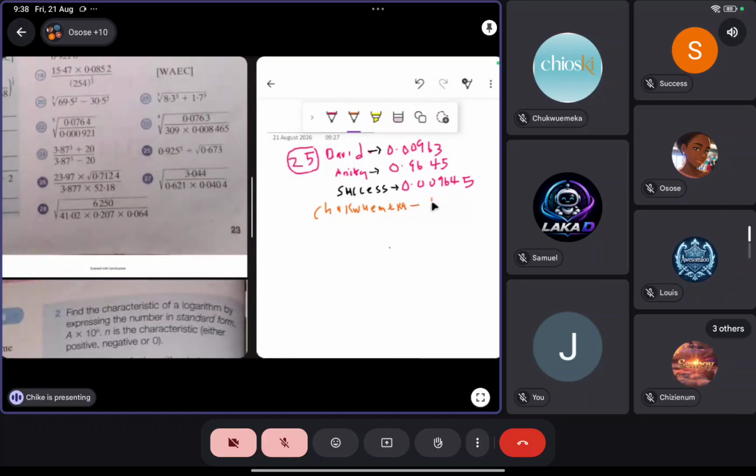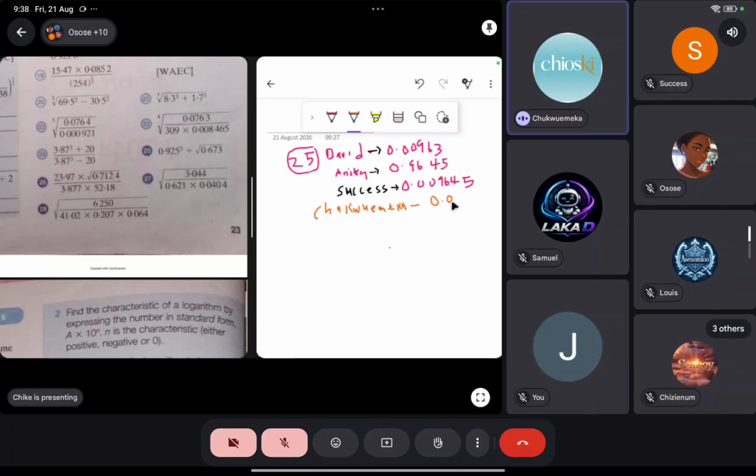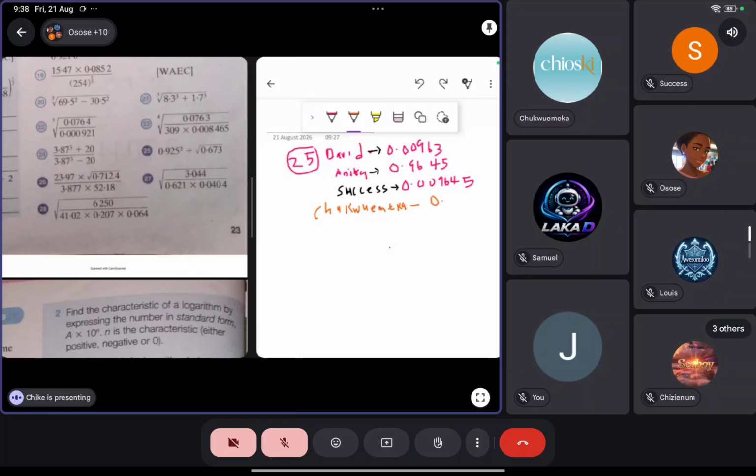So please come and answer again. 0.0965, right? What's your answer, please? 0.965. Okay, 0.965. Okay, let's solve together and see the correct answer. So this is question 25, which is this one here, right?